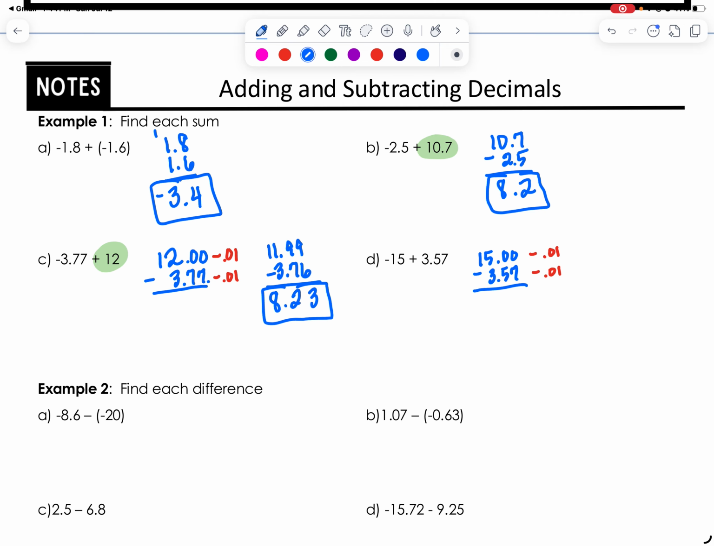So $15 becomes $14.99. $3.57 becomes $3.56. Now I can subtract. 9 minus 6 is 3. 9 minus 5 is 4. 14 minus 3 is 11. Now, all we have to do is decide, will our answer be positive or negative? So I look for the larger number, and it's negative, so my answer is also negative.